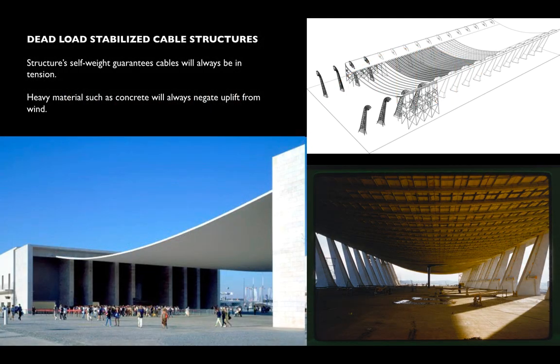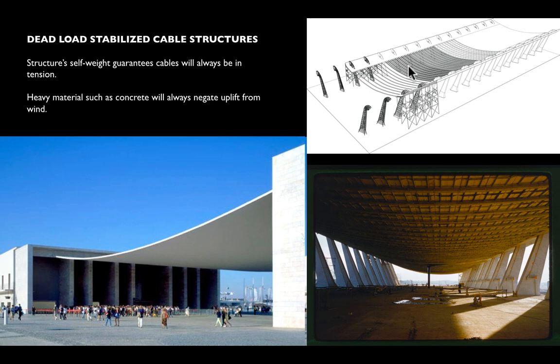And we looked at a couple of famous examples of this. Alvaro Siza's Expo Pavilion in Lisbon, where you can see there's the very, very shallow catenary shape. We talked about the huge buttresses on either side that take the weight of that, the inward thrust of the cable arch, and transfer it to the ground.